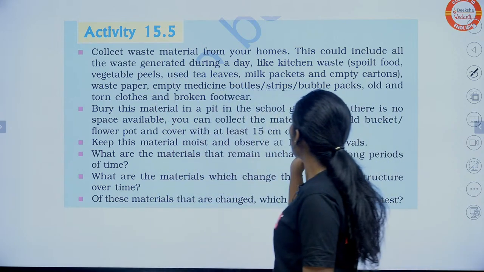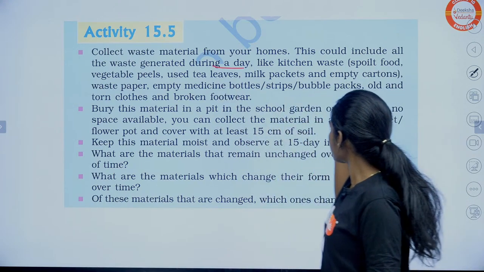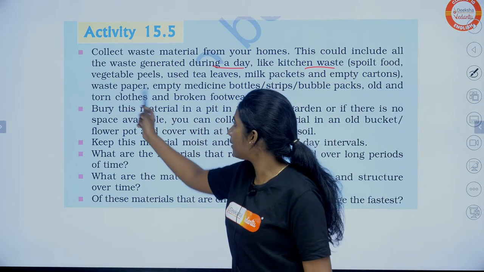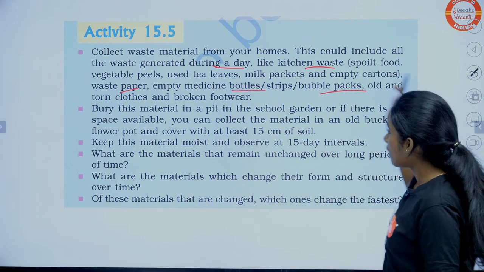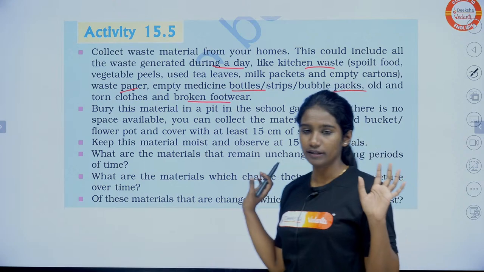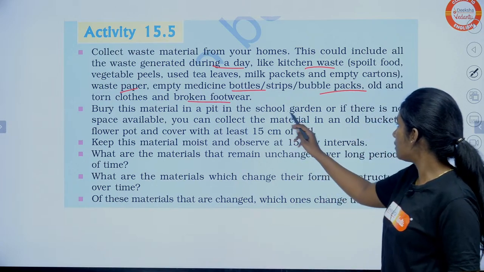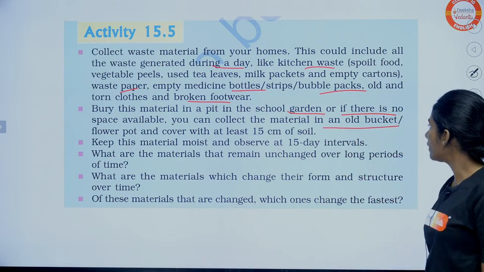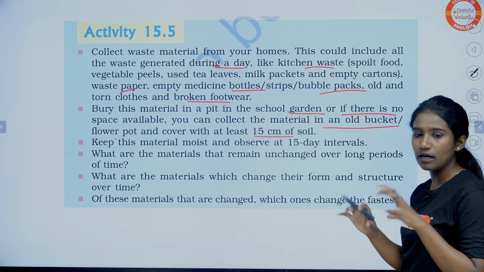Collect waste material from your home. This could include all the waste that is generated during a day, like kitchen waste, wet waste, and along with that, waste paper, empty medicine bottles, strips, bubble packs, old or torn clothes, and broken footwear. Nothing but it will have both wet waste as well as dry waste. And now what are we supposed to do? Bury this material in a pit in a school garden, or if there is no space available, you can collect the material in an old basket or flower pot, and cover with at least 15 centimeters of soil. Just cover it up.